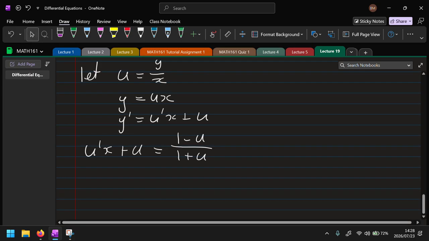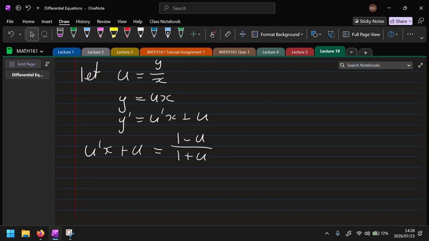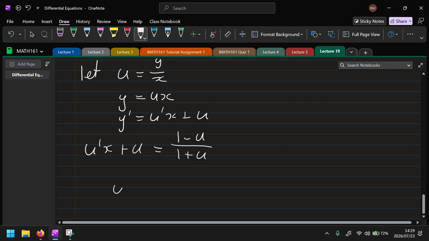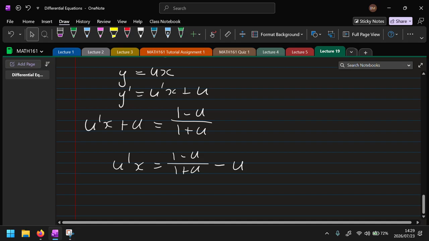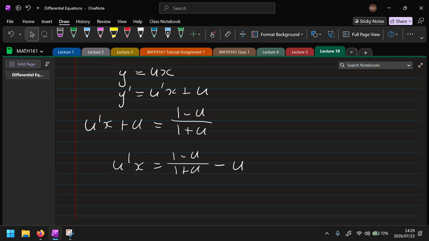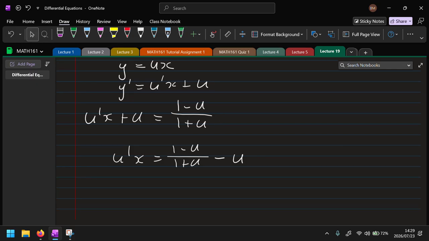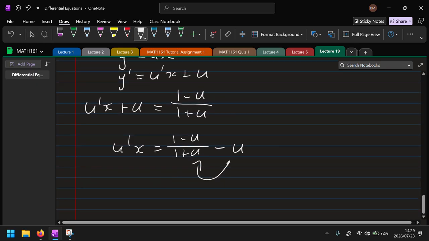Okay. So let's take everything over to one side with the u's. We're going to have to do a little bit of simplifying, and then we'll see it's going to be separable. So we have u prime x equals 1 minus u over 1 plus u minus u. Okay, so this is separable because all of the u stuff is on one side and the x thing is on the other side. But it's on the wrong side, right? We put all the u's on that right side. The u should be on the left and the x should be on the right. So a little bit more work to do. So these two here, we need to combine into one fraction, and then we can take it over.